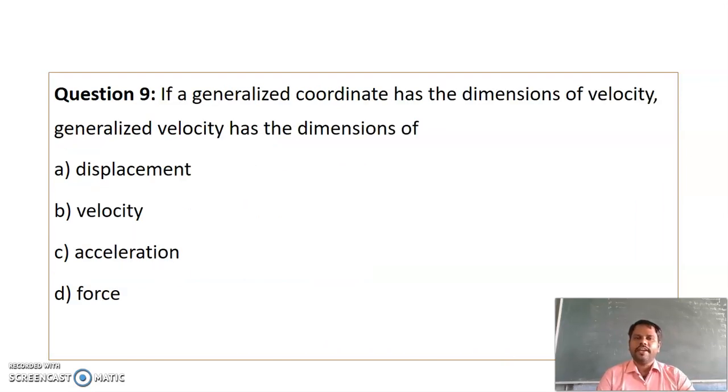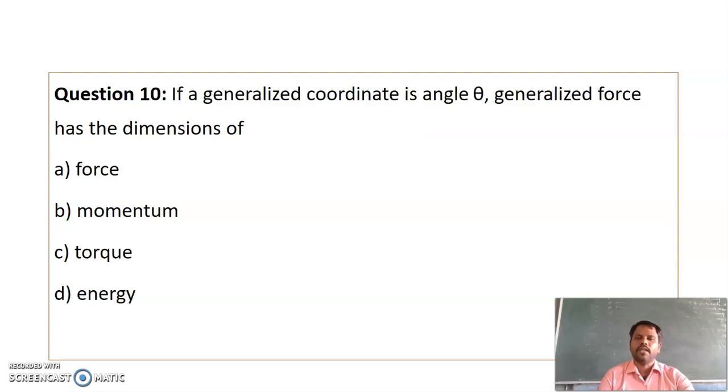Question 9. If a generalized coordinate has the dimension of velocity, the generalized velocity will have the dimension of, the differentiation of velocity, which is acceleration. So the answer is option C. Question number 10. If a generalized coordinate is the angle theta, the generalized force has the dimension of torque. The answer is torque, option C.